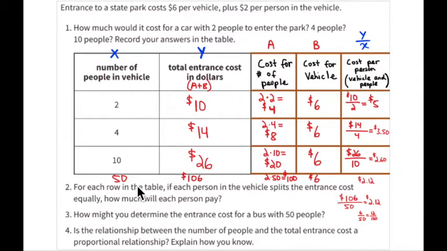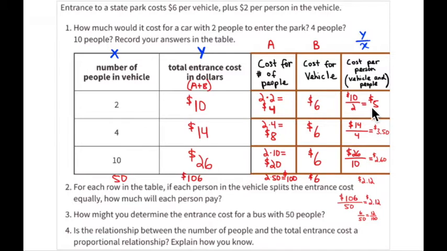Or let's say that there are 50 people. That $6 is going to be divided among those 50 people. Well, 6 divided by 50 is the same as 12 hundredths. 12 hundredths is the same as 12 cents. So each person has to pay 12 cents plus the $2 that it costs for them to enter the park. So it's $2.12. Now this is not a proportional relationship.